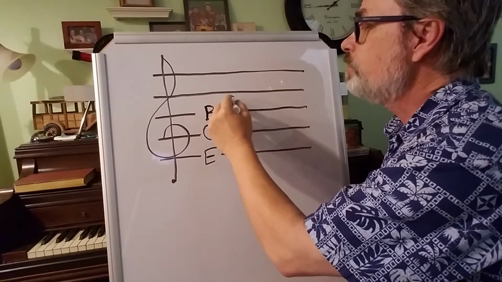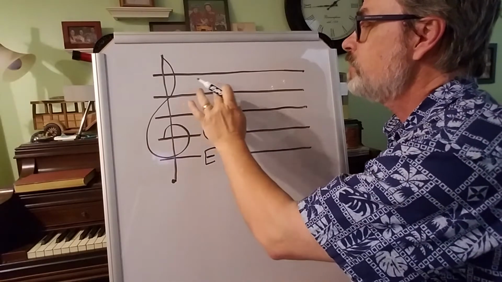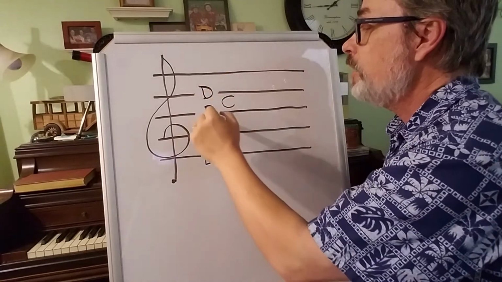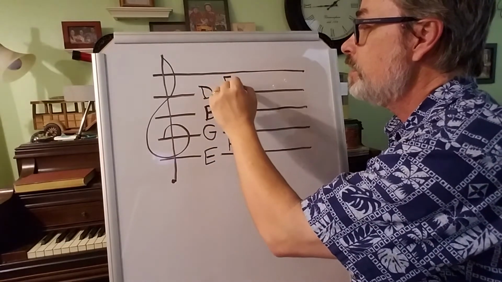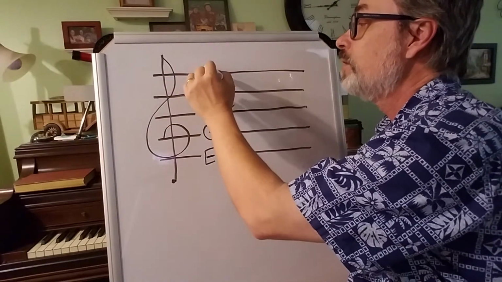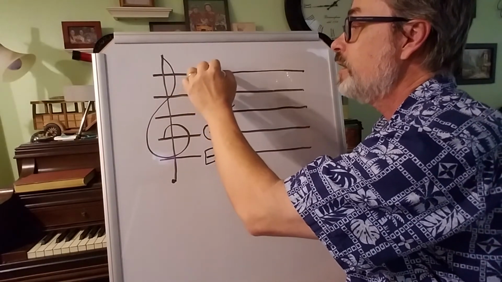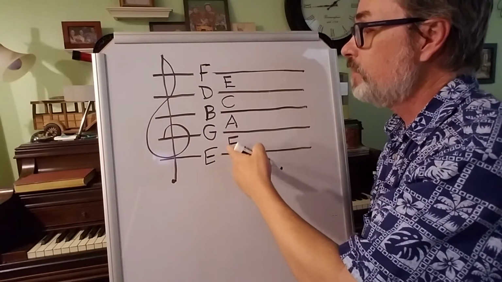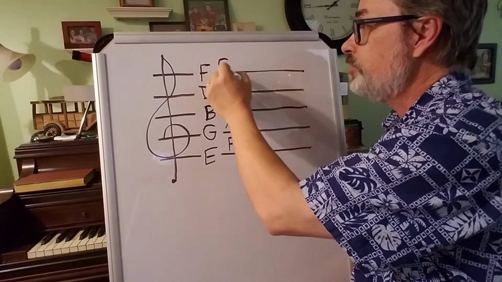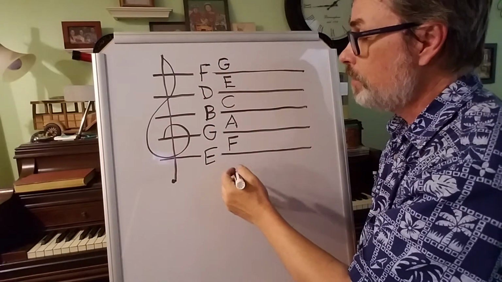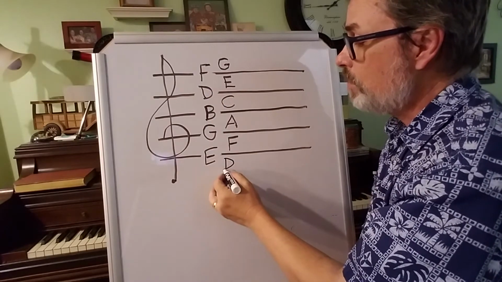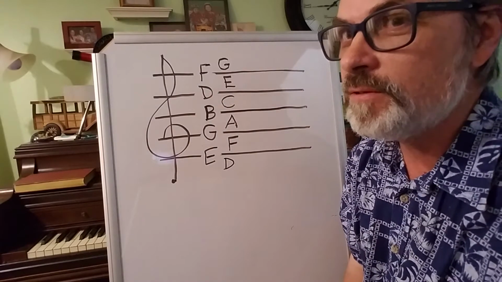A, B, then this must be C, then this must be D, and then A, B, C, D, E, and then one more here, F again, okay. Now what comes after F must be G, so above here must be G, and below here, what comes before E? D, right? So those are our notes in the treble clef staff.